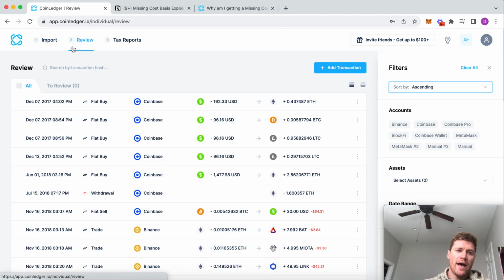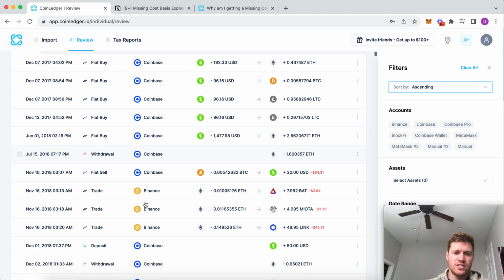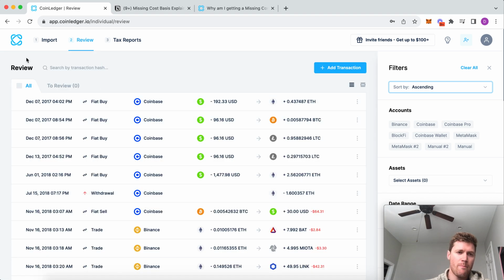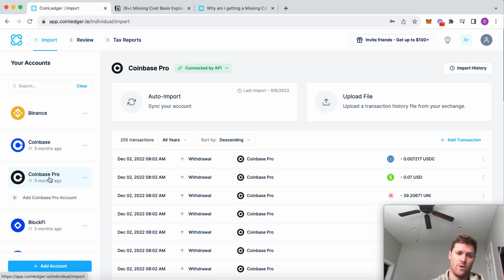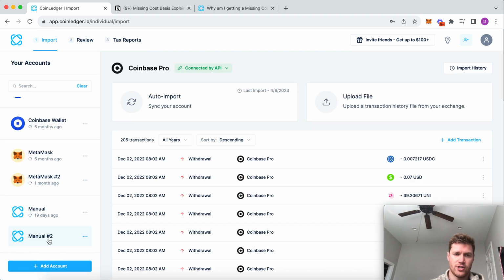Now, if we head over to the review or the transactions section, we can see that there are no missing cost basis warnings currently flagged. So to illustrate how they work, we are going to create one within CoinLedger.